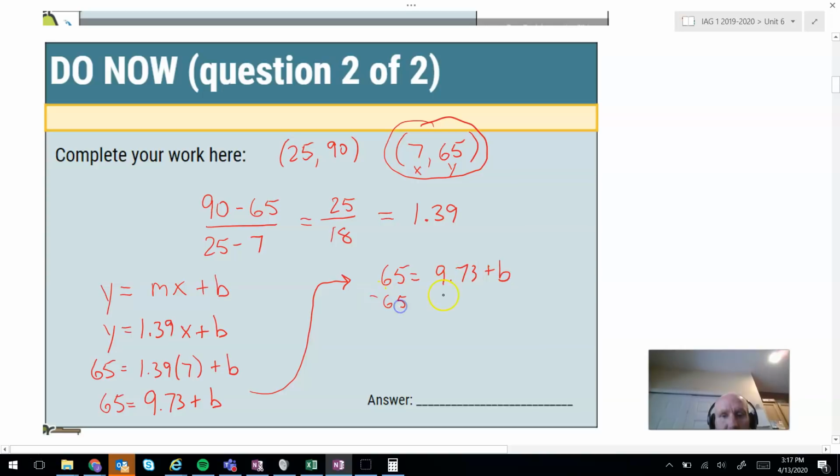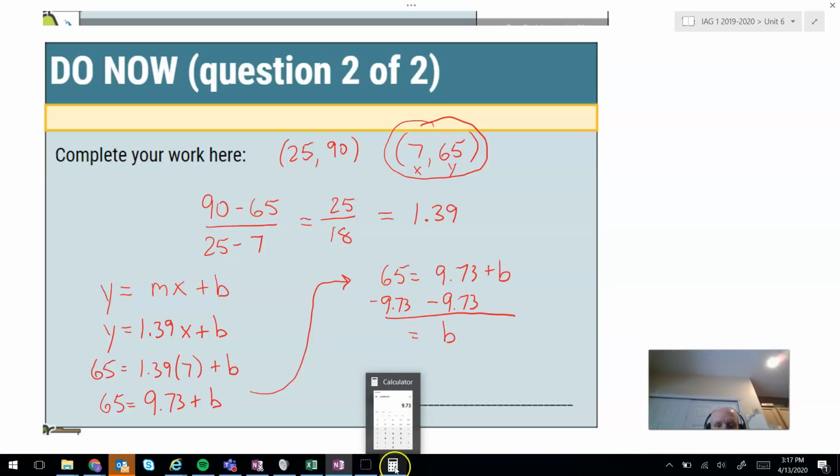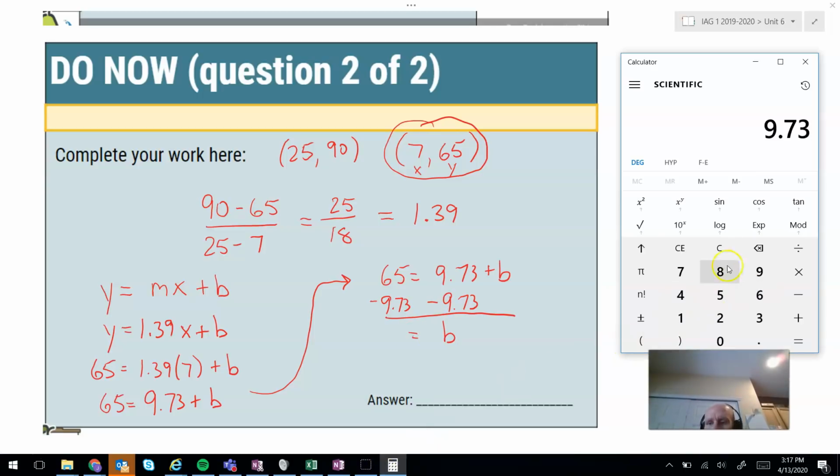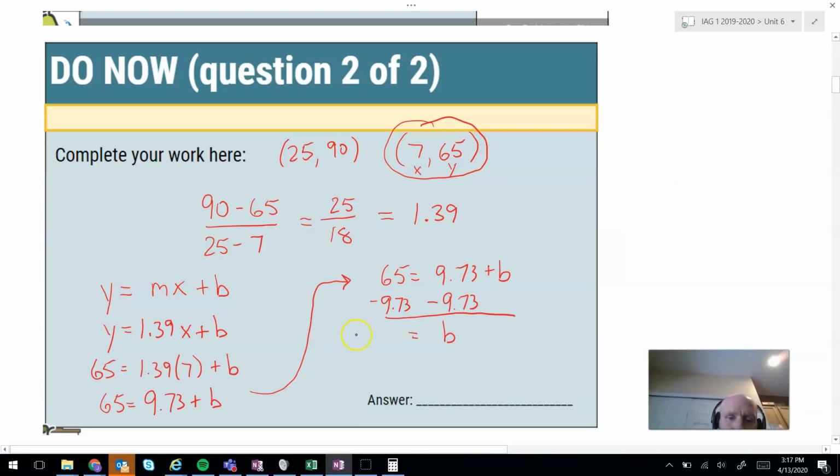We'll take away that 65 from both sides. And we are, nope, that doesn't make sense, sorry. We don't want to do that. We want to take away the 9.73 from both sides. That'll leave b alone. And so this equals b on the right side, and on the left side, we'll go ahead and figure out what 65 minus 9.73 is. So 55.27 is our y-intercept. So hopefully you got y equals 9.73x plus 55.27.